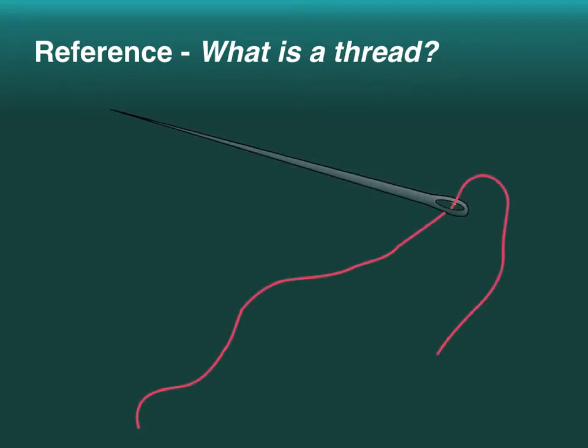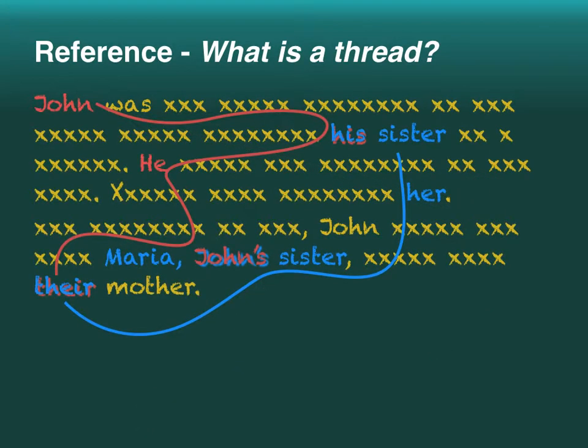Usually, we think of a thread as being a piece of cotton that we use with a needle. And the thread is used for holding things together. In writing and reading, it's about how an idea, a topic, or a theme is logically connected through the writing or conversation.